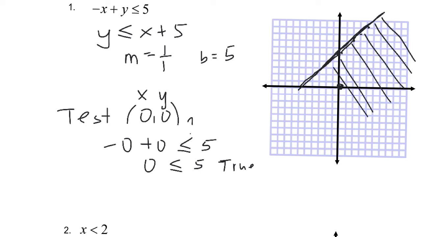So the solution set is all the ordered pairs that I shaded. On your quiz or on your homework, you are expected to shade it. So this was example number 1.